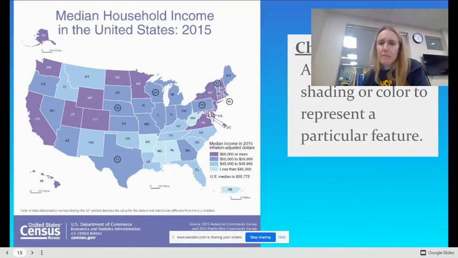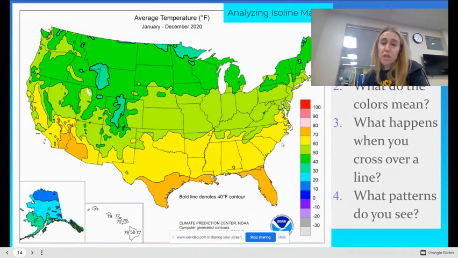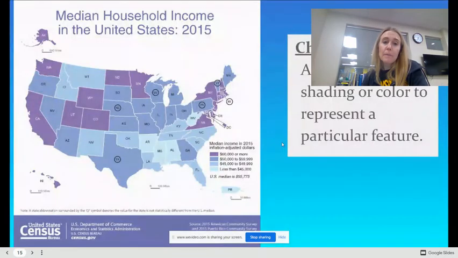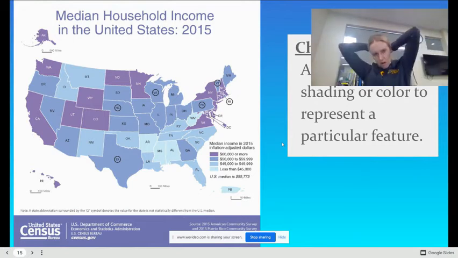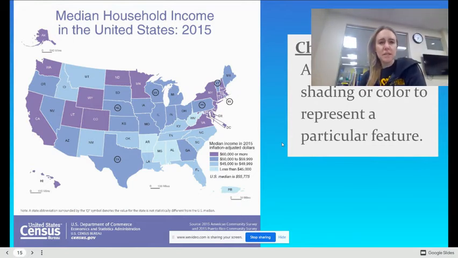All right, our last type of map is a choropleth map. And a choropleth map is a map that uses shading or coloring to represent a particular feature, but it also uses boundaries. And so that's kind of a key thing: the last map used shading or colors to represent a feature, but it didn't use boundaries. So a choropleth map does use boundaries that are already in existence. So this is a choropleth map that is divided by state.